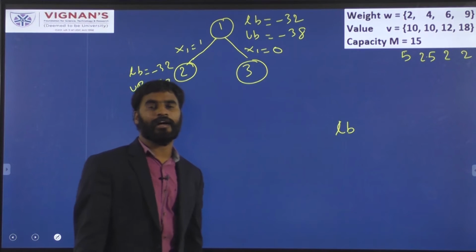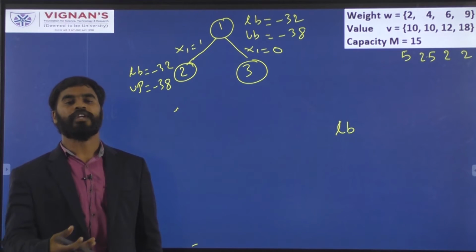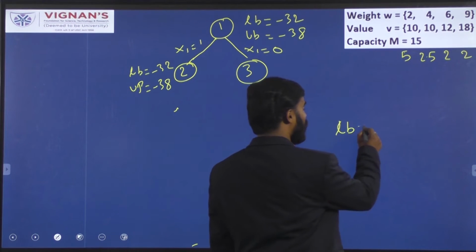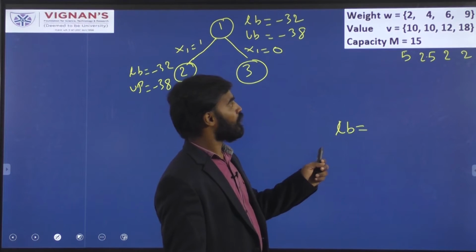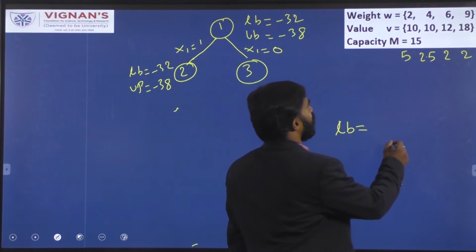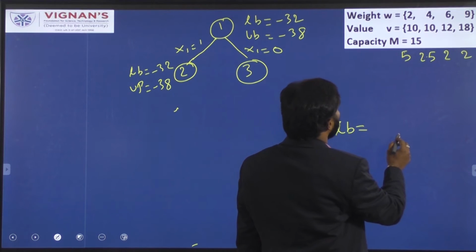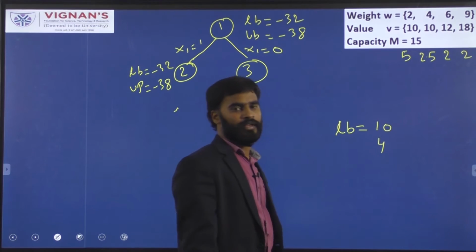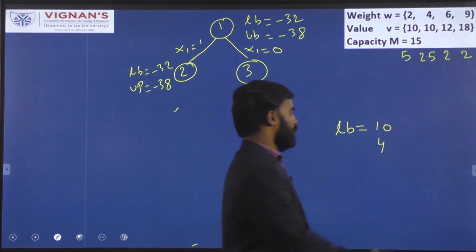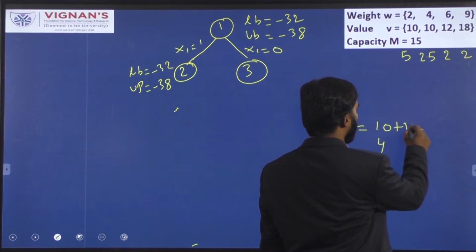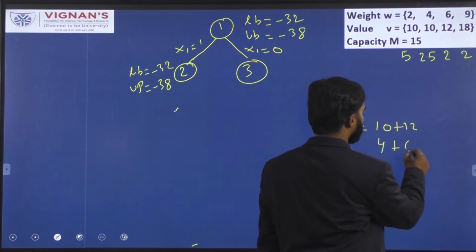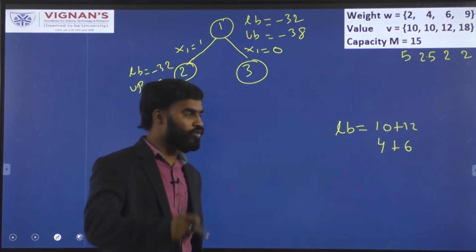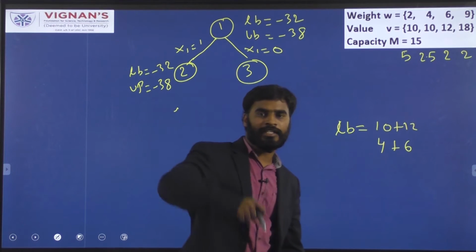Okay, let's calculate lower bound and upper bound if we don't include item 1. So include item 2. The value of item 2 is 10 and its weight is 4. Next, include third item. The value of third item is 12 and its weight is 6. The capacity of knapsack bag is 15. So far we added 10 kgs of weight.